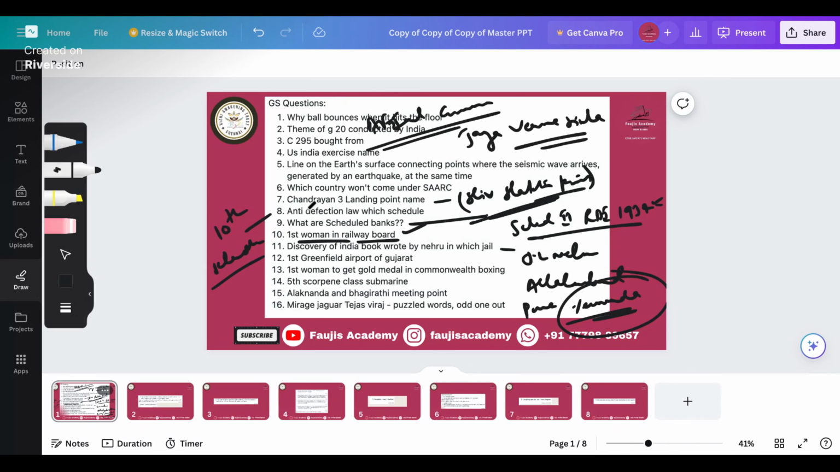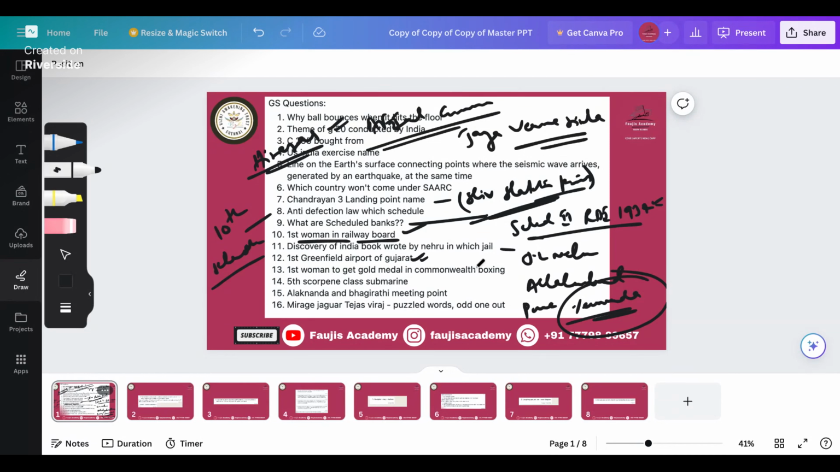First greenfield airport in Gujarat. The answer to this question is Hirasar. Your first greenfield airport in Gujarat came up from Hirasar, right? Okay. And first women. Let's keep it first.